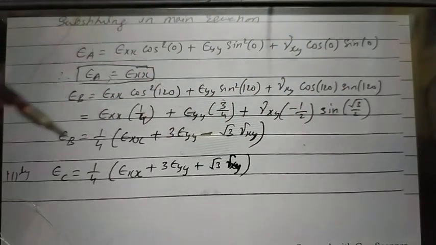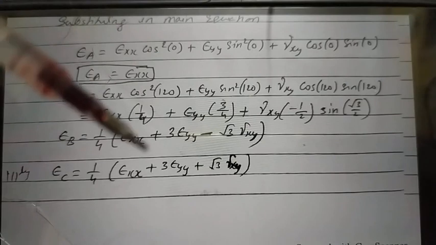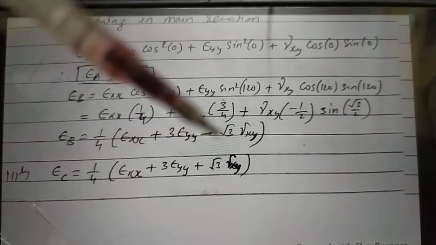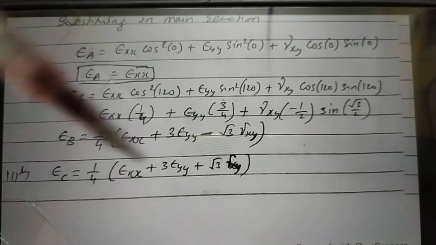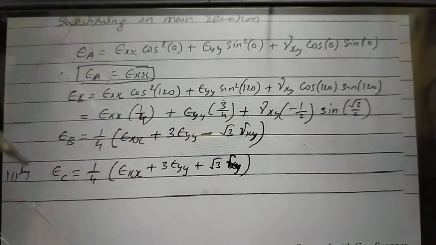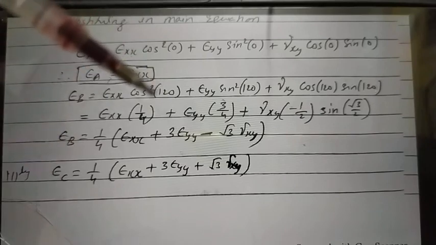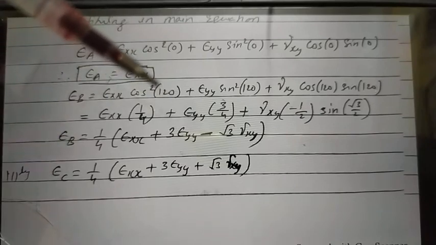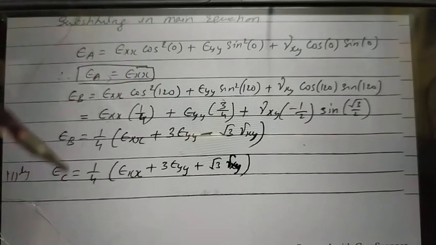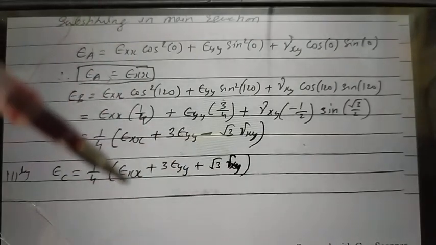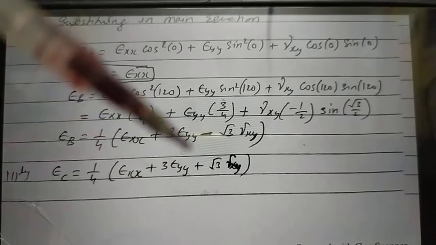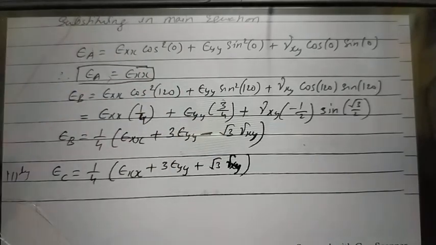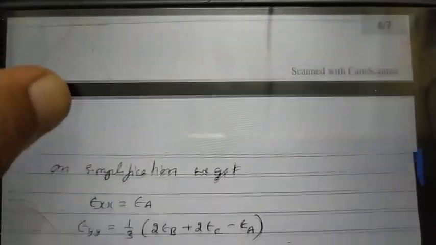If you simplify that, you are going to get this equation: epsilon B is equal to 1 by 4 into epsilon xx plus 3 epsilon yy minus root 3 of gamma xy. This is the equation. Similarly, how are you going to determine epsilon C? By putting 240 in the place of 120 in the epsilon C equation. After simplification, in a similar way, you are going to get the equation: epsilon C is equal to 1 by 4 into epsilon xx plus 3 epsilon yy plus root 3 of gamma xy. This type you are going to calculate.